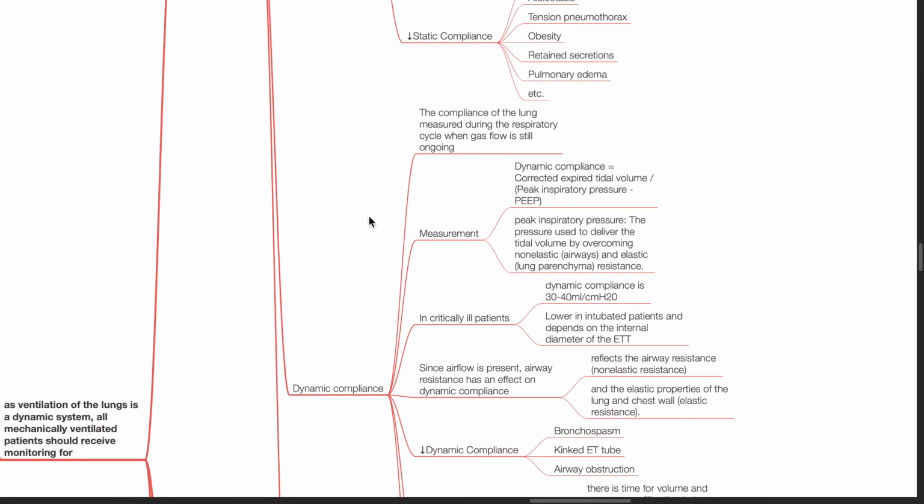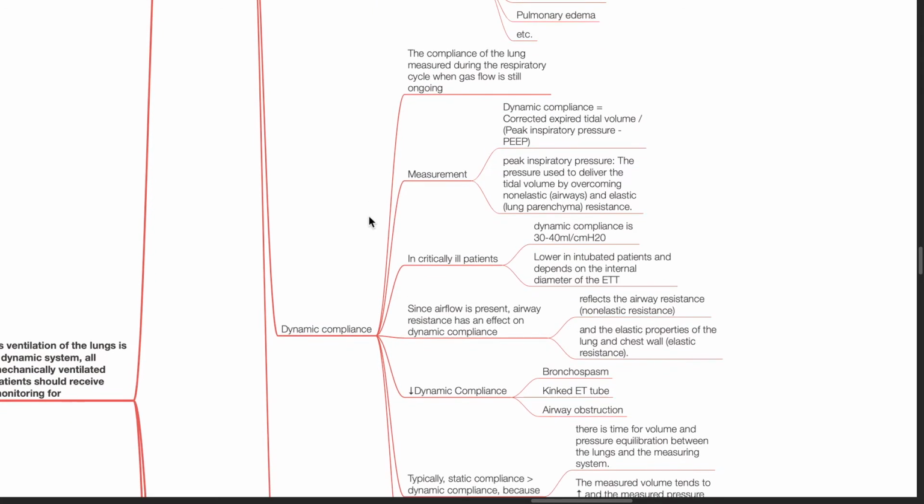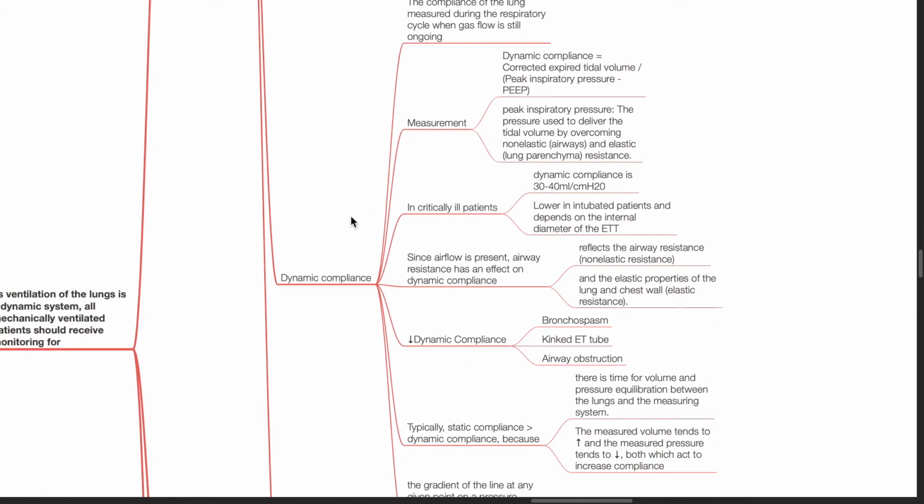Dynamic compliance is the compliance of the lung measured during the respiratory cycle when gas flow is still ongoing. The formula for dynamic compliance is corrected expired tidal volume divided by peak inspiratory pressure minus PEEP. Peak inspiratory pressure is the pressure used to deliver the tidal volume by overcoming non-elastic and elastic resistance. In critically ill patients, dynamic compliance is normally 30 to 40 mL per cm H2O.